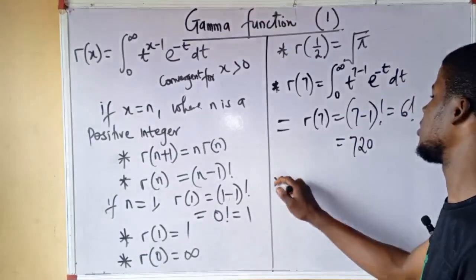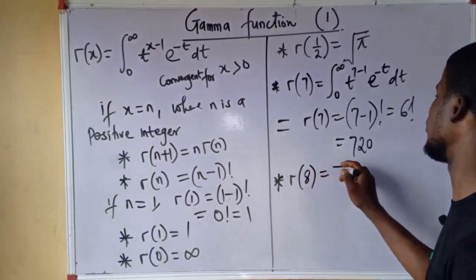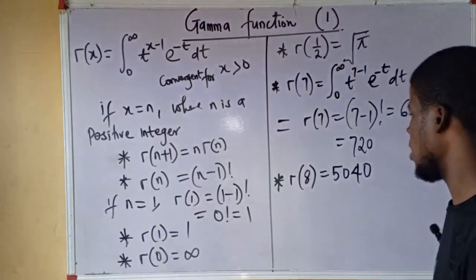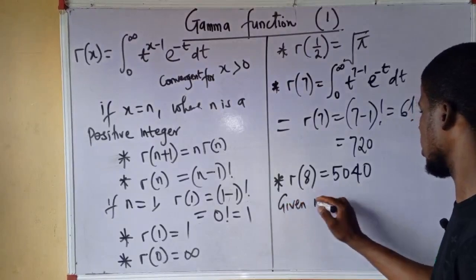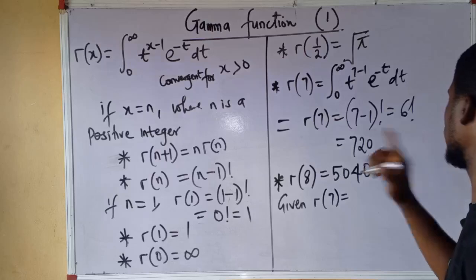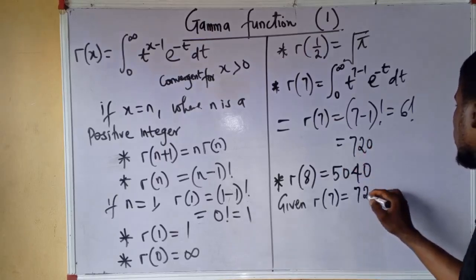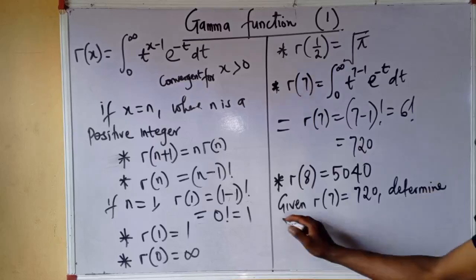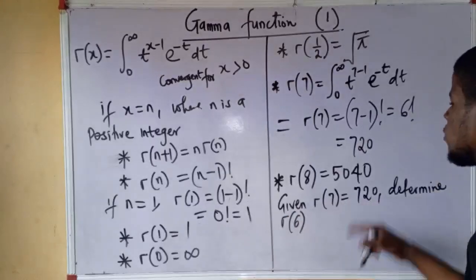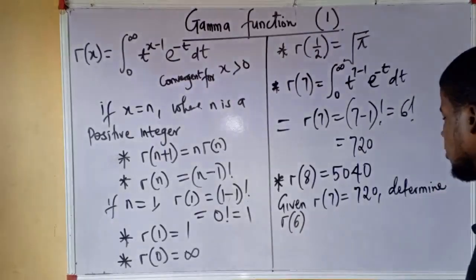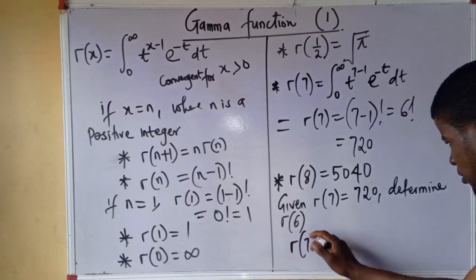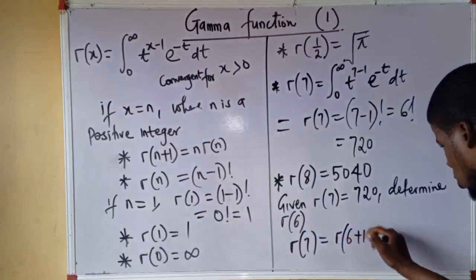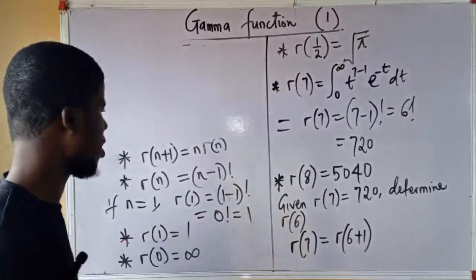6 factorial is 720: 6 times 5 times 4 times 3 times 2 times 1. And that also means that gamma of 8 will be equal to 5040. You can also check that. So for example, I am giving gamma of 7 as 720, right? What is gamma of 6, given that gamma of 7 is 720? Gamma of 7 can be written, using one of these identities, as gamma of 6 plus 1. True or false? Look at this identity very well.